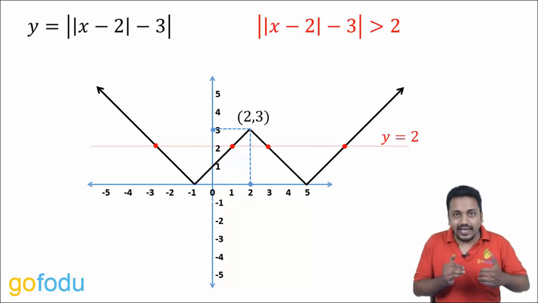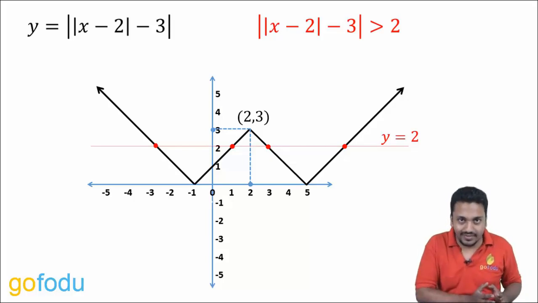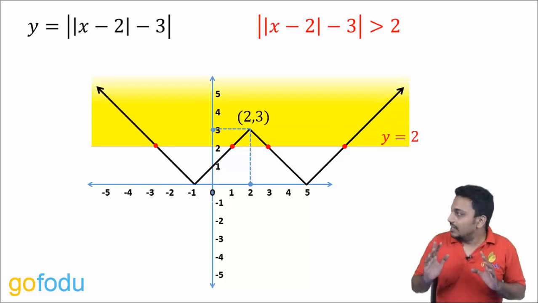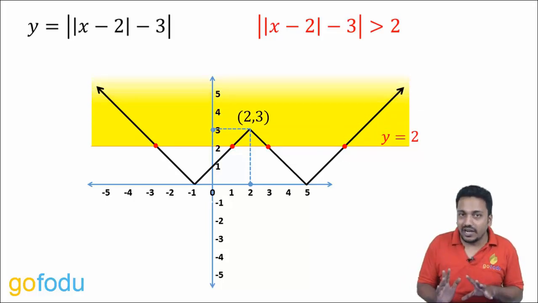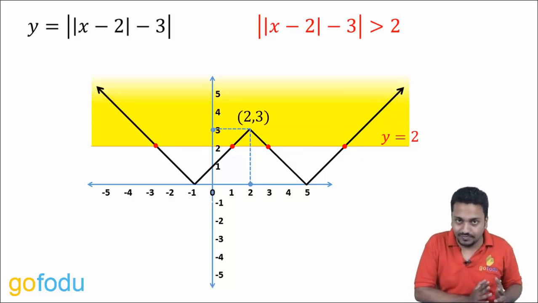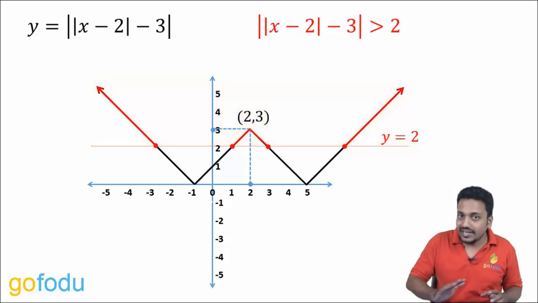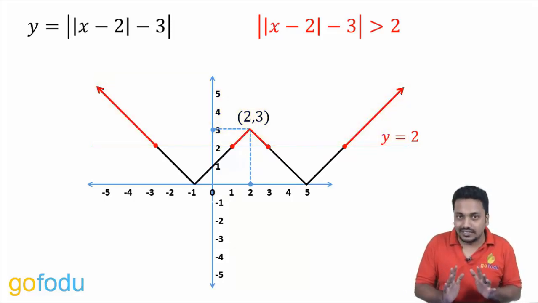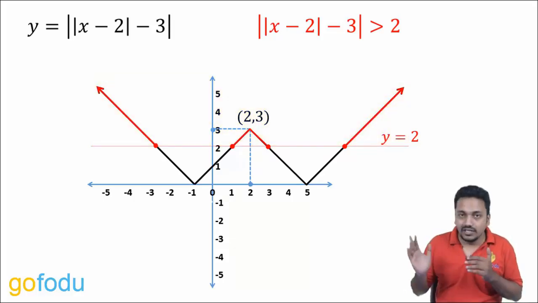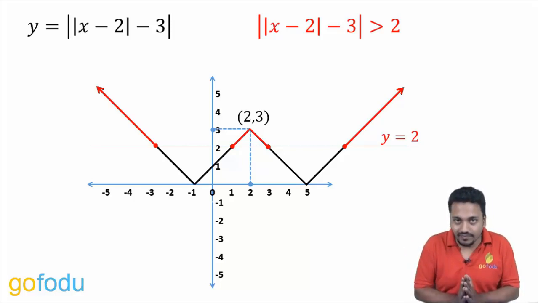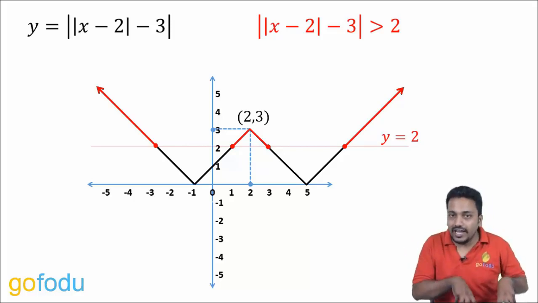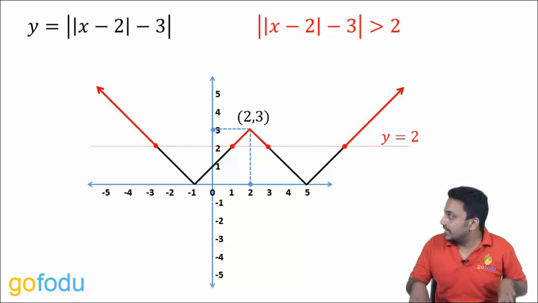Okay. Now in the inequality, we have left hand side greater than 2. So in our graph, this is the region denoted by y greater than 2. So these red lines denote our answer. These red lines are the final answer that we want. So we have to find the values of x corresponding to these red lines.